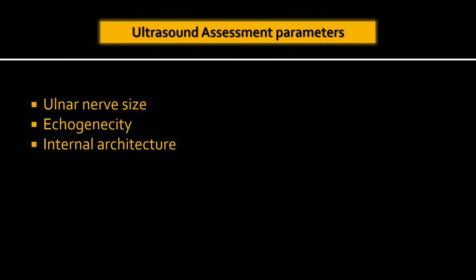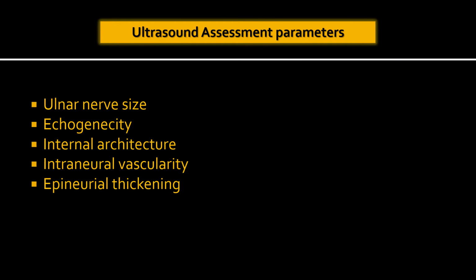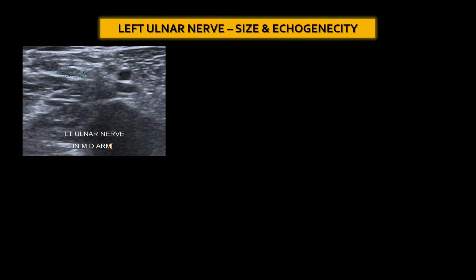Let's assess this patient's ulnar nerve objectively on the basis of certain parameters. We will assess ulnar nerve size, echogenicity, internal architecture, intraneural vascularity, and epineural thickening. So let's look at these one by one. Coming to ulnar nerve size and echogenicity.